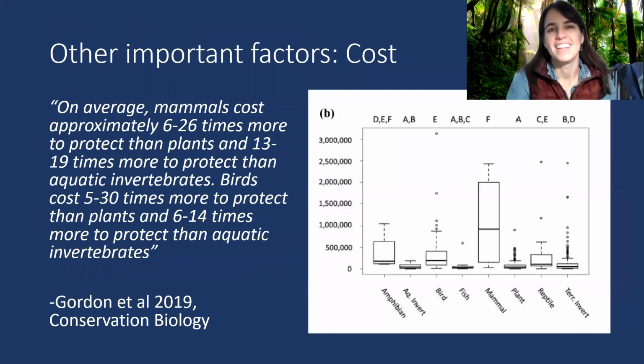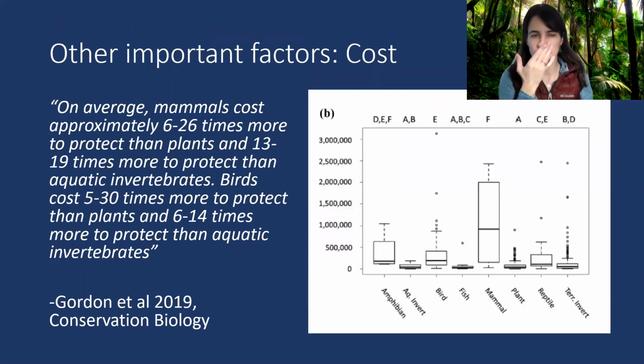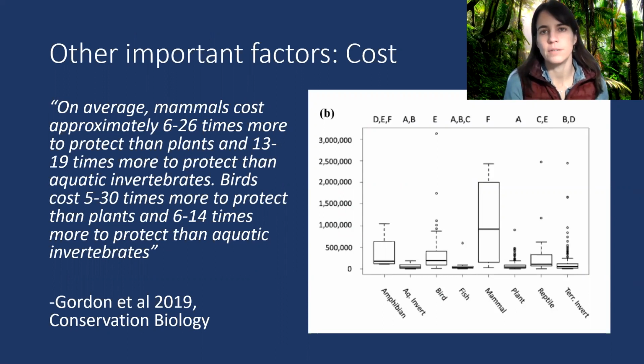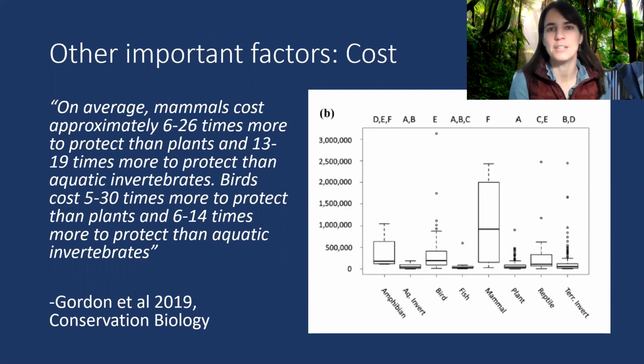So that'll be fun. And then, of course, some of the other important factors that you always have to consider in biodiversity conservation are cost. You don't have infinite funding and resources to protect areas. So there's been a couple of papers that have tried to look at how much it costs to protect different taxa, different groups of species. And I took one of the more recent ones, this Gordon et al. 2019. And what they did was they looked at the cost of protecting these different taxa in New Zealand, where they were based, and then in the United States.